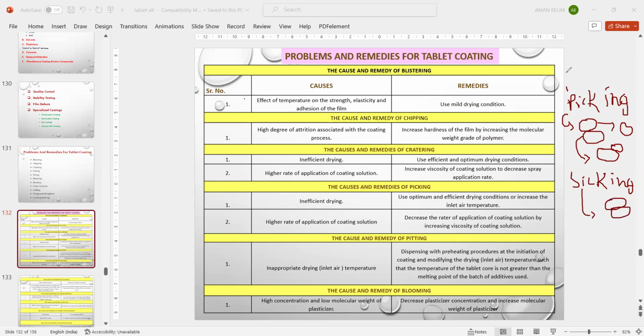And why does the picking and sticking problem occur during coating? It is because of the higher concentration. Sorry, not higher, it's lower.